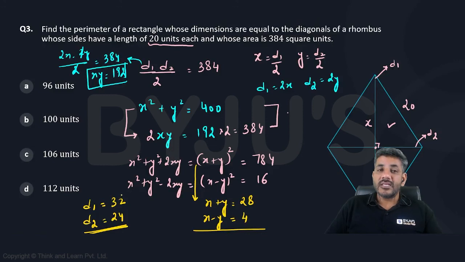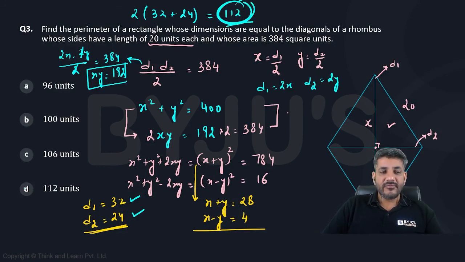And what is the question asking you? The perimeter of a rectangle whose dimensions are equal to the diagonals. So length of the rectangle is 32, breadth of the rectangle is 24, perimeter is twice of length plus breadth. So twice of 32 plus 24, that is twice of 56, 112 is the right answer for this question.